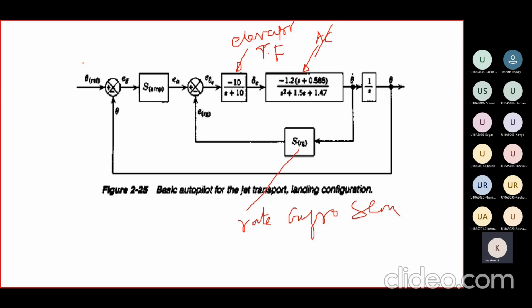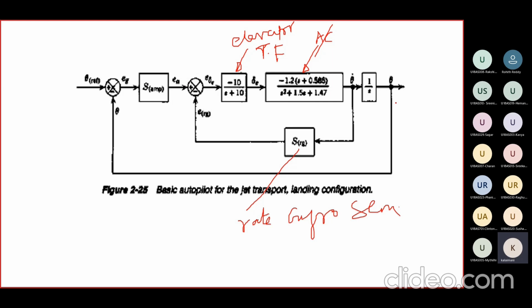Suppose there is any gust it encounters, maybe the pitch angle will be deviated. That will be sensed by this. This is your basic autopilot for a jet transport. It will automatically sense it, and based on that it will initiate a voltage signal produced by the amplifier, that will initiate your elevator deflection. Based on this, the elevator will be deflected, then we will get the desired pitch angle.